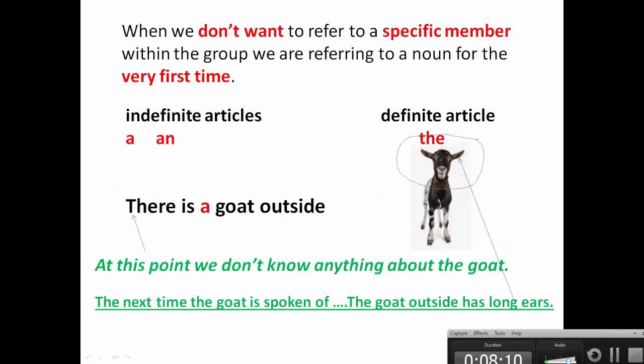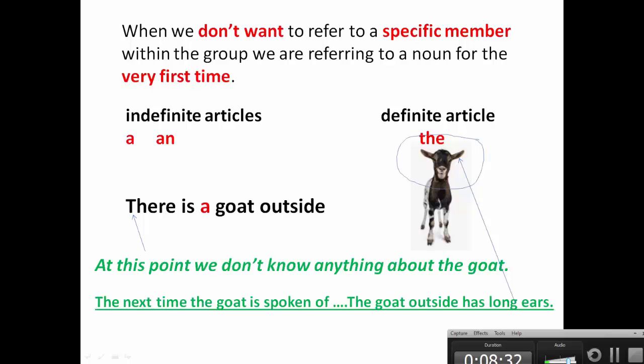When we don't want to refer to a specific member within the group, we are referring to a noun for the very first time. These are the indefinite articles, a, and an. The definite article is the.